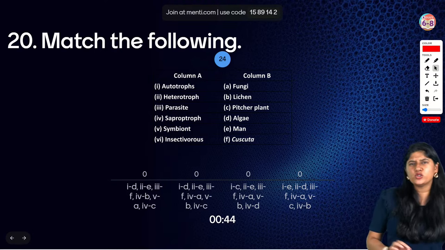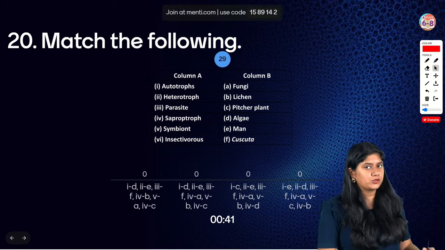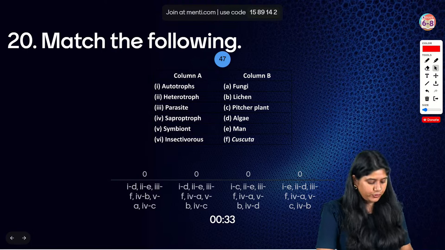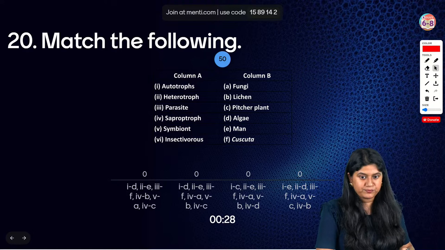Even if you know one correct answer, you will be able to find the correct option. Purvi, noted your point. Yes, we will. There are a few chapters which are being covered in SST. There are a few which are pending, so we'll cover those.